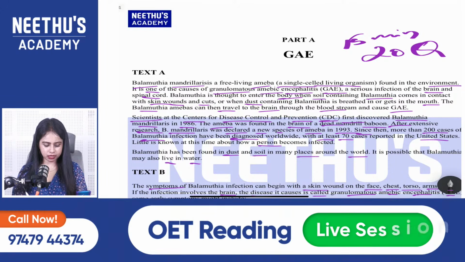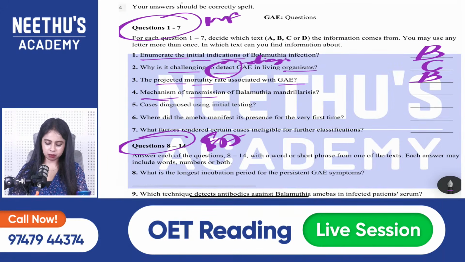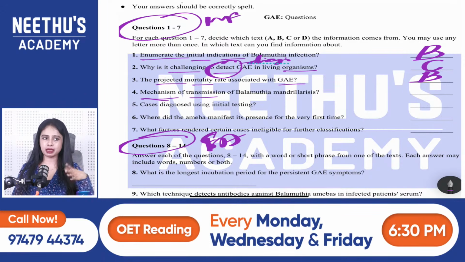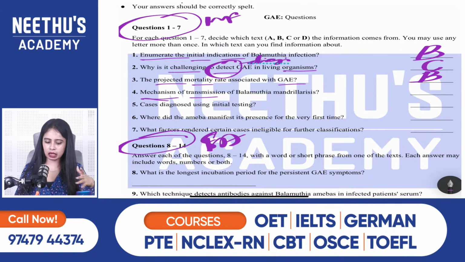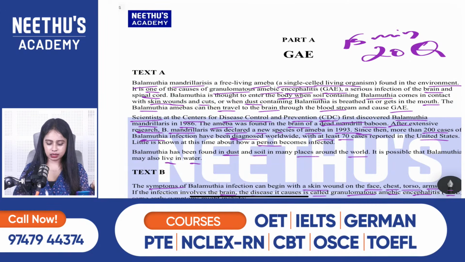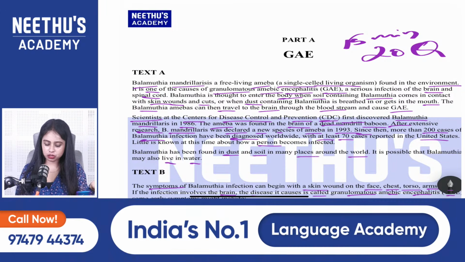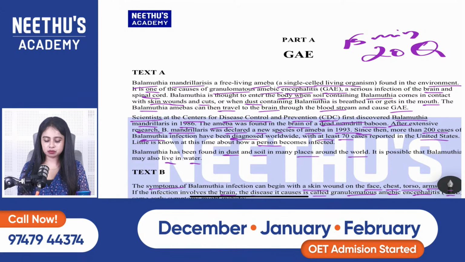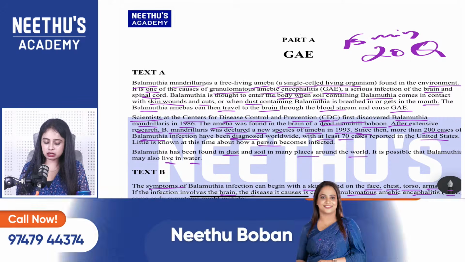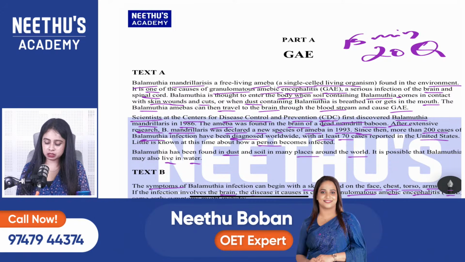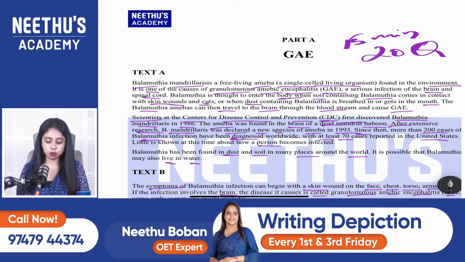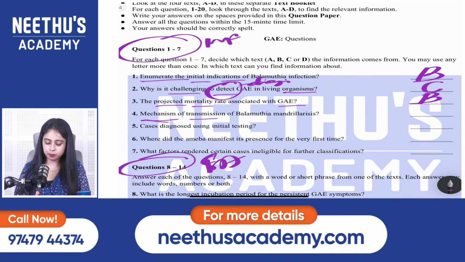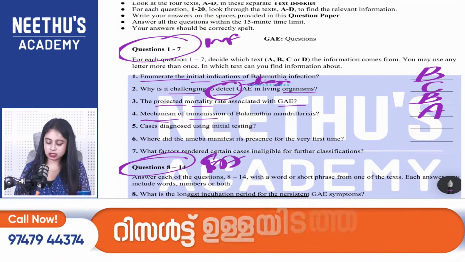So what about that one, guys? Question number 4. Where is it mentioned? Transmission of the disease condition, or mechanism. Here it means how it is transmitted. Yes, very good, Nimmi. This can enter the body when soil containing Balamuthia comes in contact with skin, wounds, as well as cuts. So that's all about how the transmission is going on. So the answer is from text A.